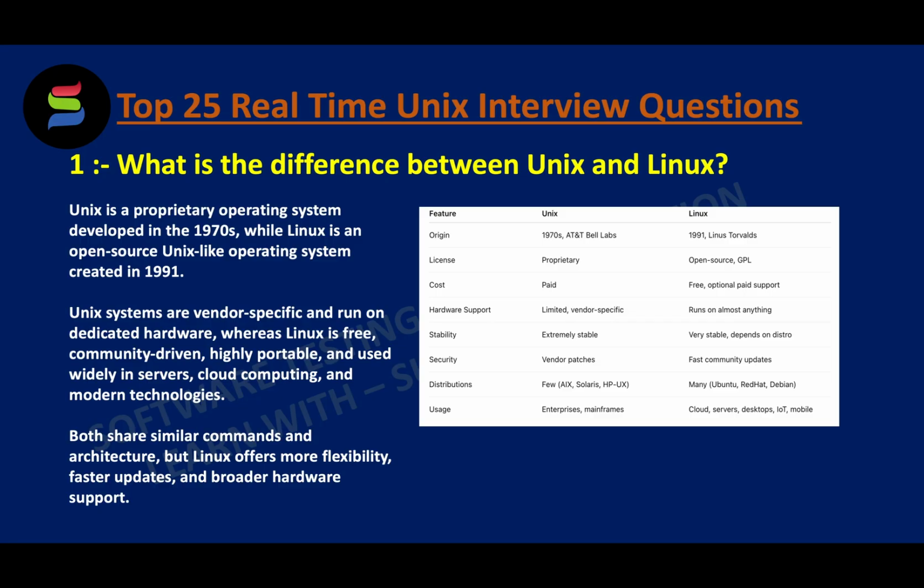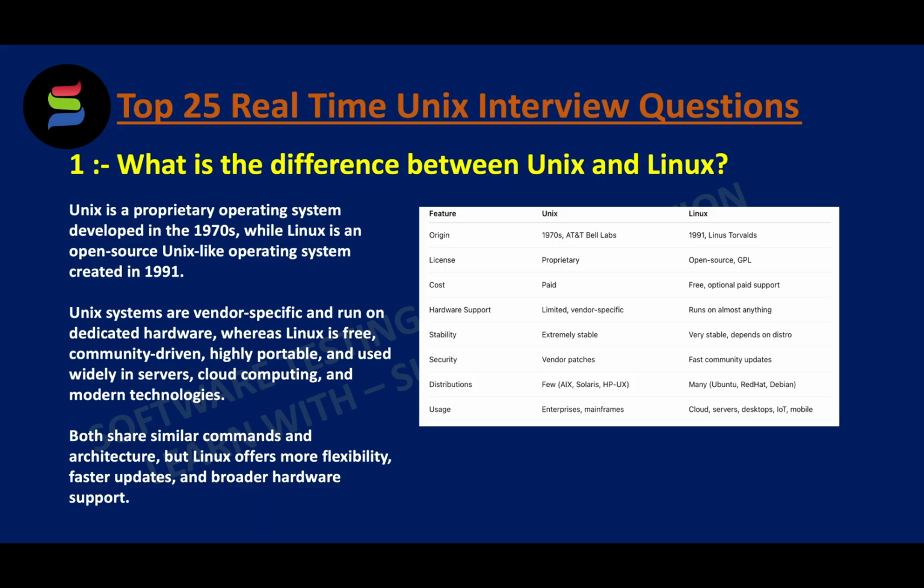Hardware support. Unix typically runs on vendor specific high-end hardware. Linux is extremely flexible. It runs on almost anything: laptops, servers, cloud platforms, mobile devices and even IoT. Stability and performance. Both are stable and high performing. Unix is known for long-term reliability in enterprise environments. Linux is also very stable and distributions like Red Hat and SUSE are widely used in production.